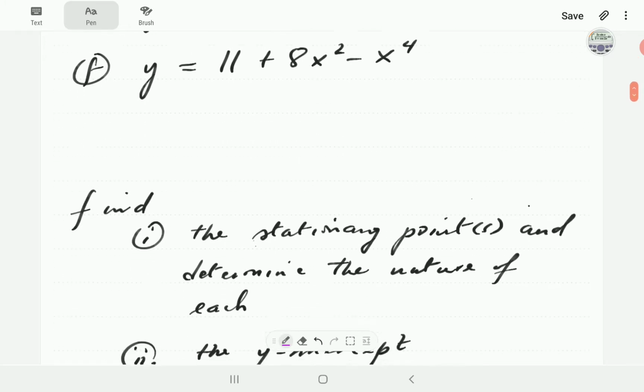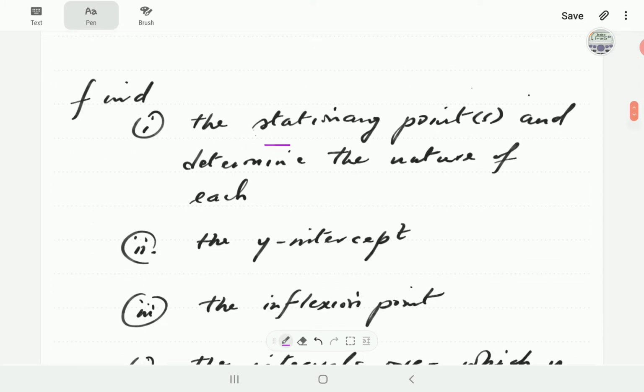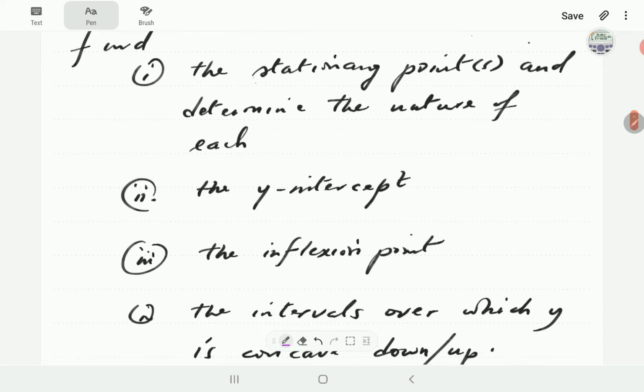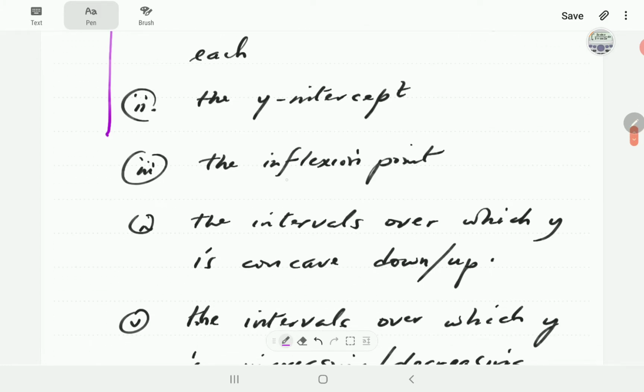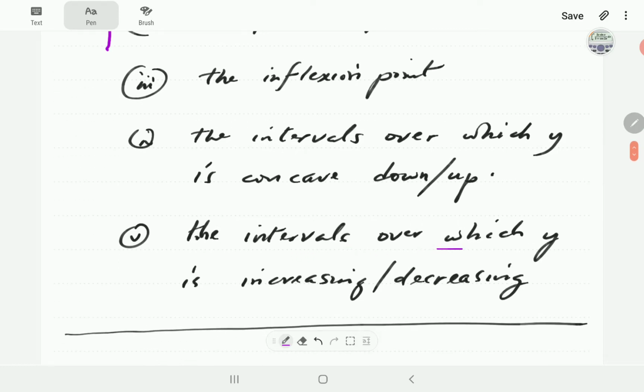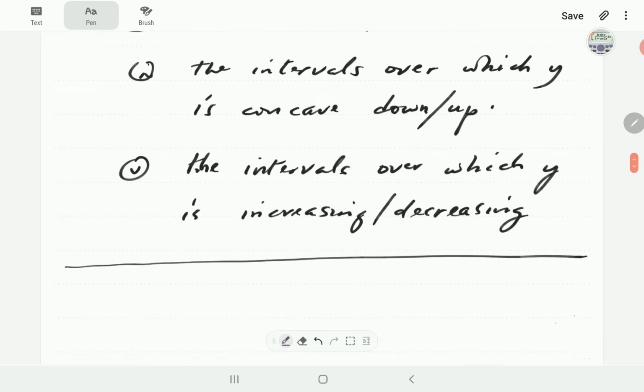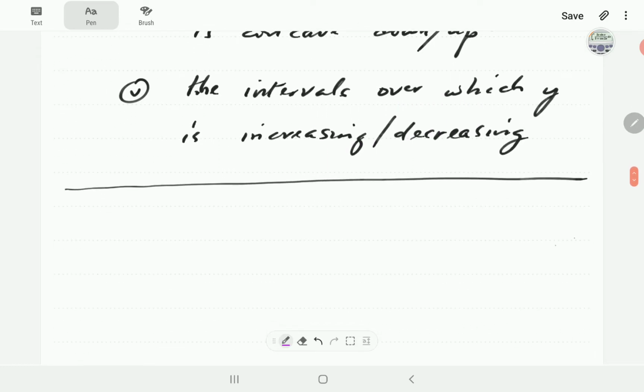All right, so what we will do is find the stationary points, and then we will determine their nature. We'll find the y-intercept. These two will be enough to enable us to make a sketch. We'll find the intersection points, the regions where the graph is concave up and down, and we'll find the regions where the graph is increasing or decreasing.